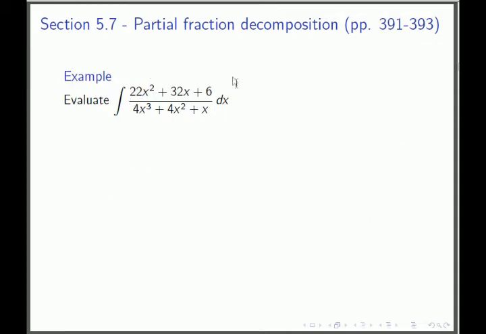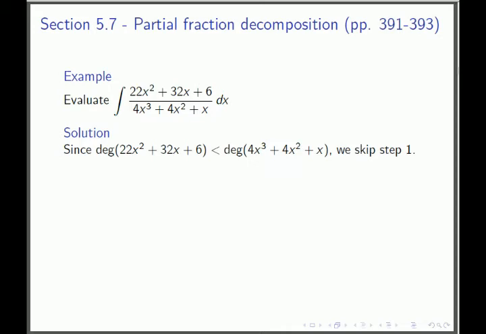Here I have a rather complicated looking rational expression, so let's see how we're going to integrate it. Since the degree of the top is 2 and the degree of the bottom is 3, I don't have to do the first step where we do polynomial long division. So I can move on to the next step, which is to factor the bottom completely. I notice that I can factor out a common factor, which is x, and then what remains is a perfect square trinomial. That's 2x plus 1 quantity squared.